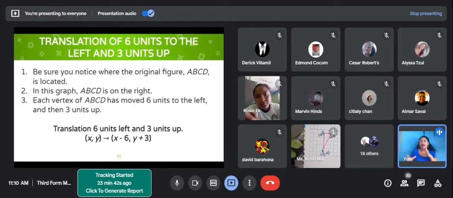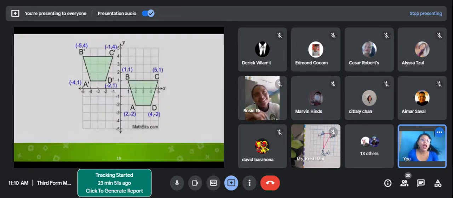When you have a combination of those things, they tell you move this 6 units to the left, and then you move it 3 units up. We don't want to be doing two graphings. We don't want to do a shape when we move it to the left and then do another shape when we move it up. We do those two things together.